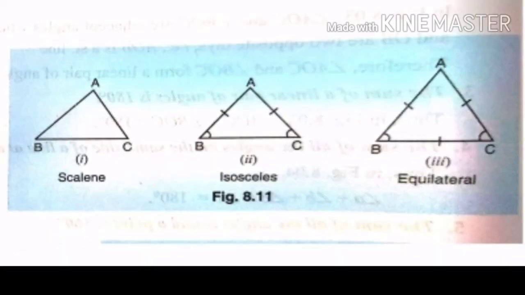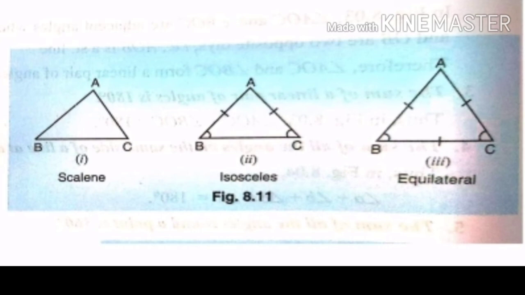Let us understand by the figure. Scalene triangle, you can see all the three sides are unequal. Okay, isosceles triangle, you can see here two sides are equal, that is AB is equal to AC. And in equilateral triangle, AB is equal to BC is equal to AC, means three of the sides are equal.